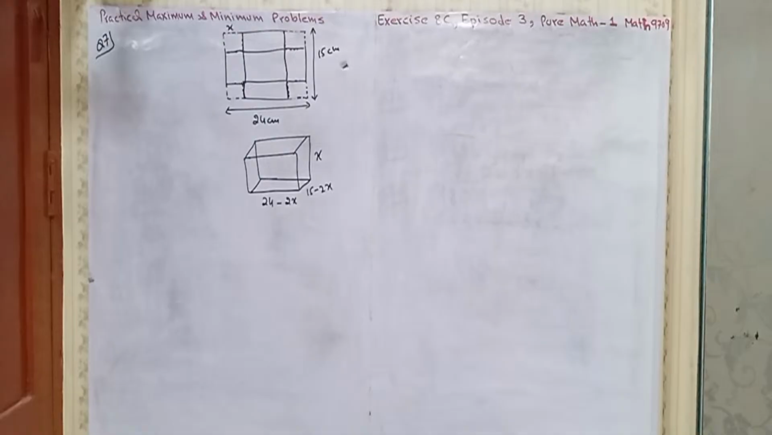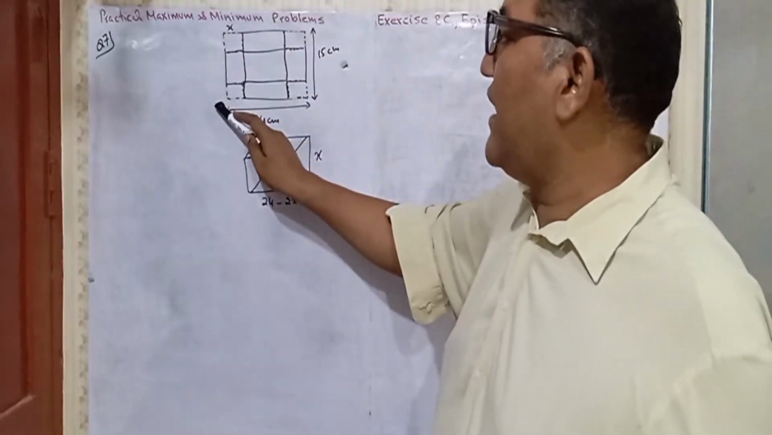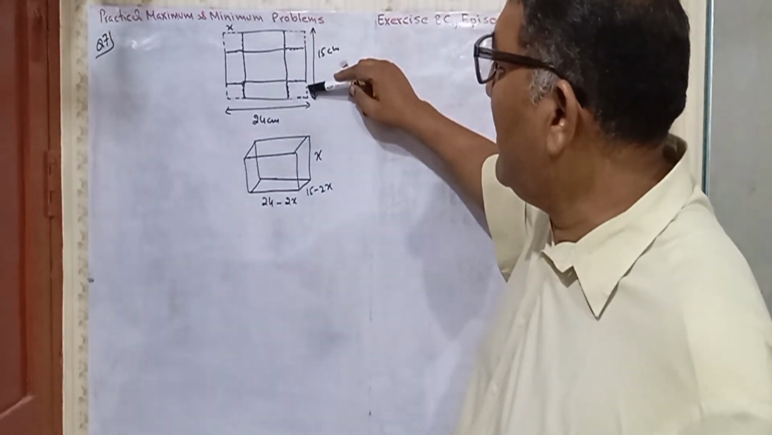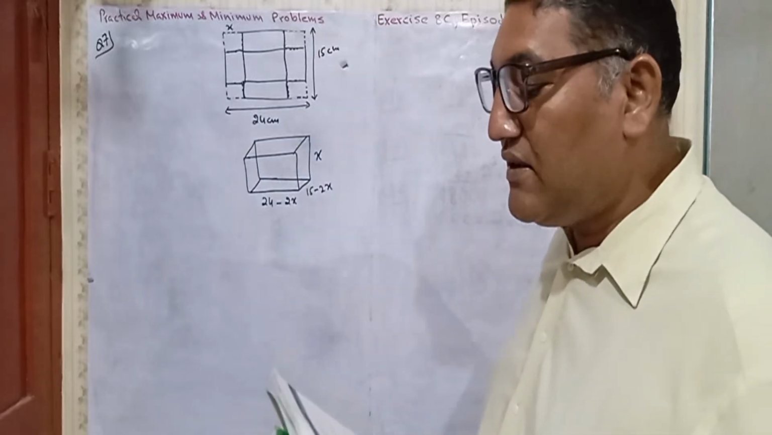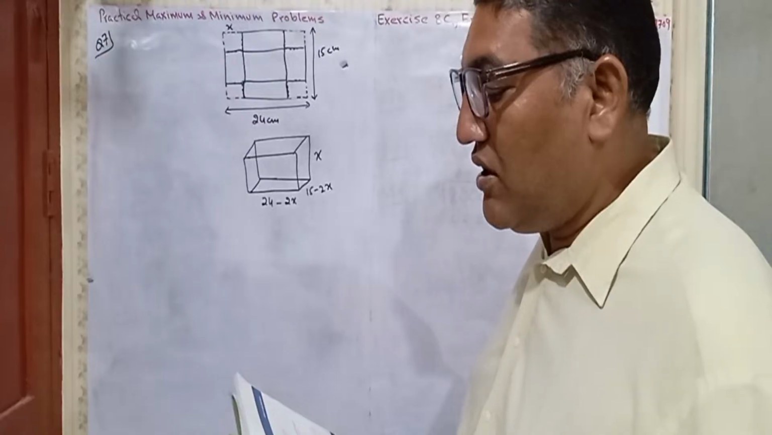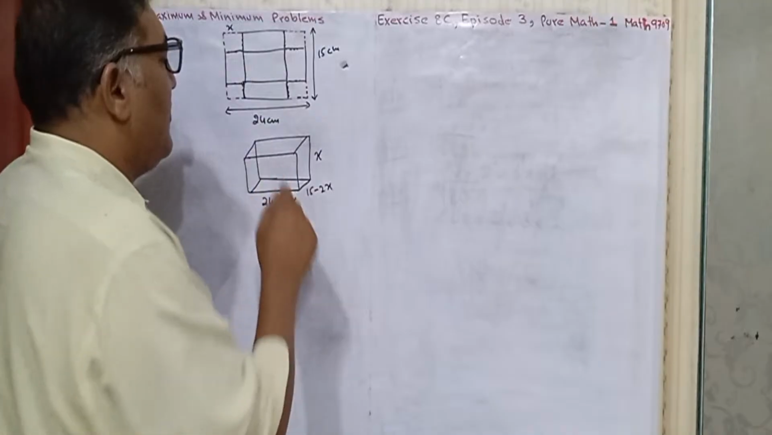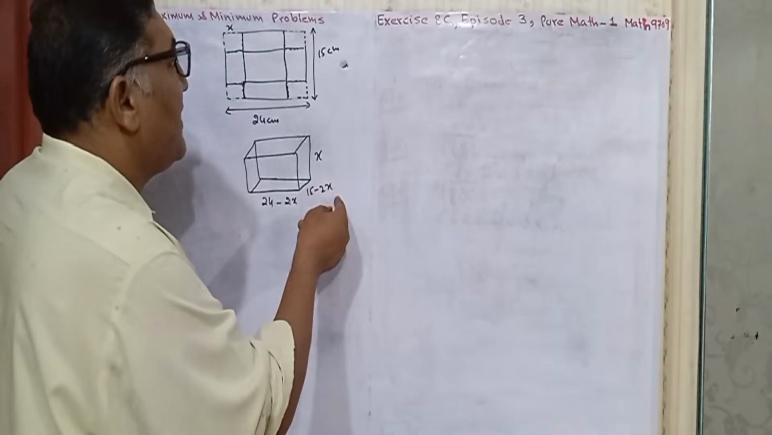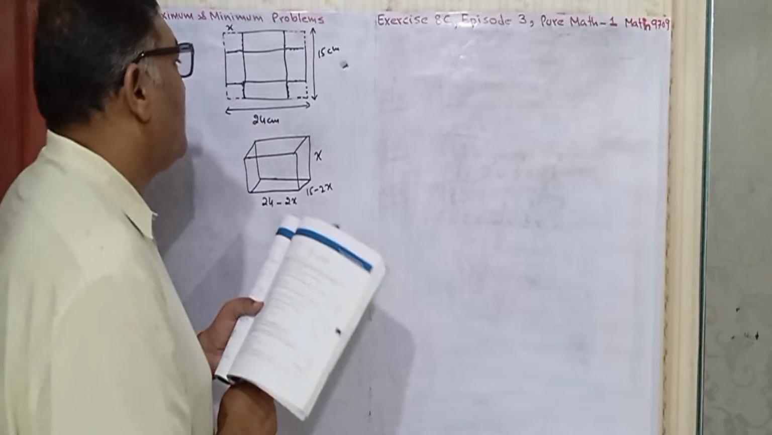So you see, this is total 24, this is total 15. From this side you have removed x, from this side you have removed x. This is 15. Here you have removed x centimeter, and from here you have removed x centimeter. Now we know that when you fold it, an open rectangular box will be formed. So its length will be 24 minus 2x, its width will be 15 minus 2x, and its height will be x. So we have to show the volume.